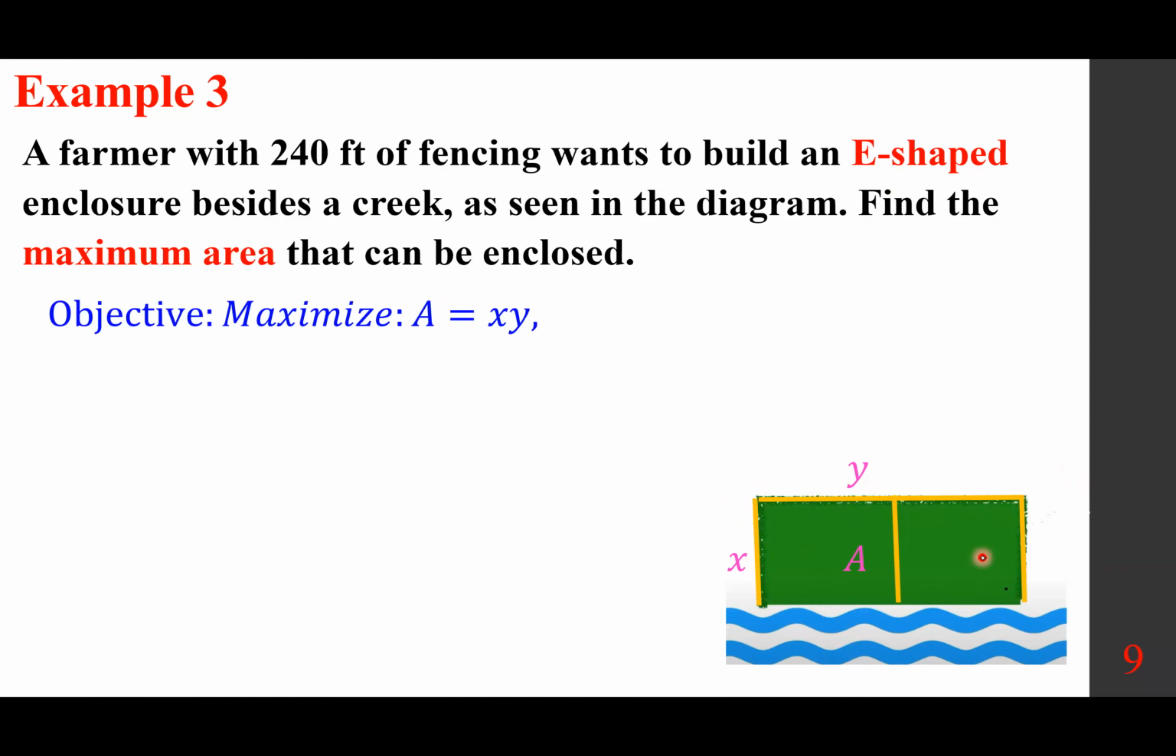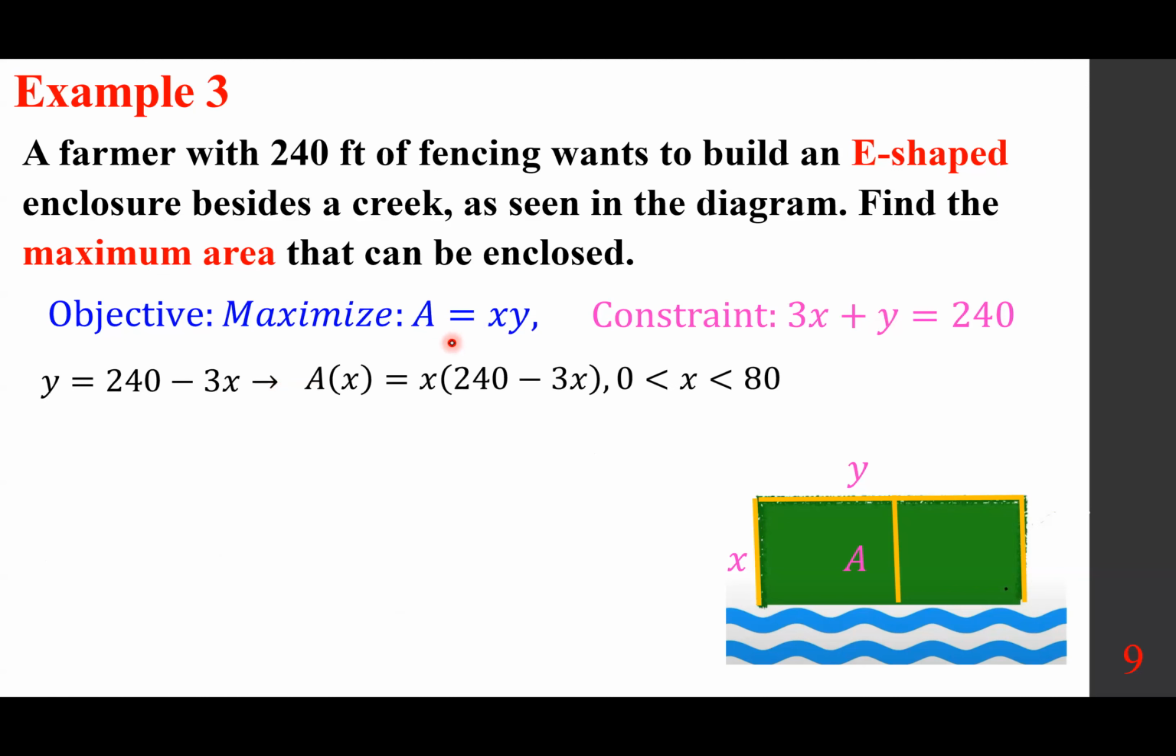What is the constraint? We have 240 feet of fencing. I hope you realize this is x. So we have 1, 2, 3x. This is y. We don't need this side. So 3x plus y equals 240. We solve for y again, and we put it into this equation to make it a function of one variable.